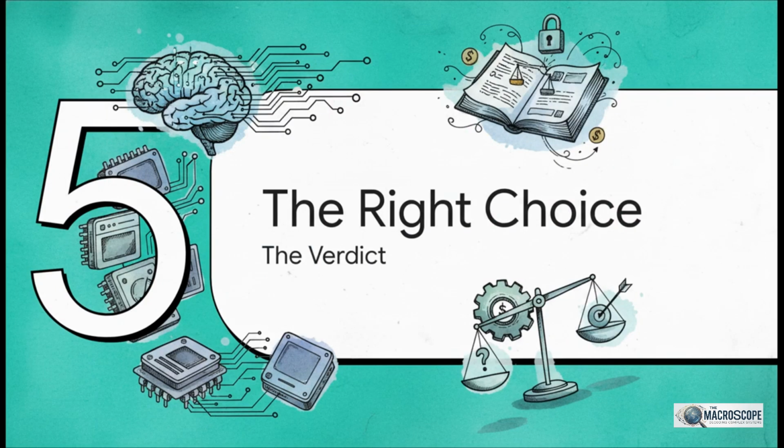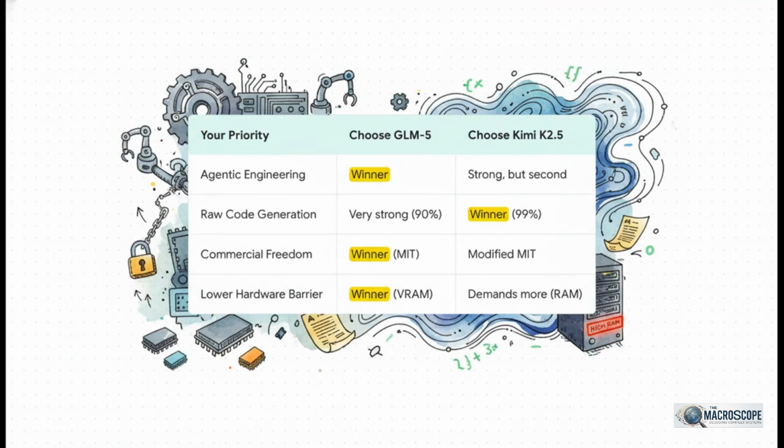Okay, so we've weighed the performance, the hardware costs, the licenses, and the backers. So, how do you actually make the right choice? Let's bring it all home with the final verdict. This little guide really simplifies the whole thing based on what matters most to you. If your top priority is complex, automated engineering tasks, GLM 5 is the clear winner. No contest. If you just need the absolute best, purest code generation possible, Kimi 2.5's insane 99% on human eval makes it the obvious choice.